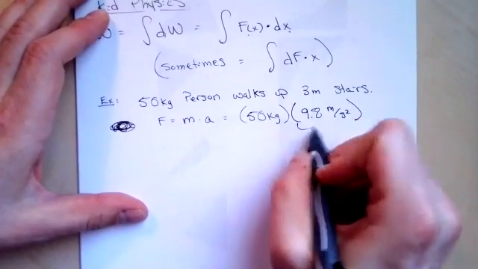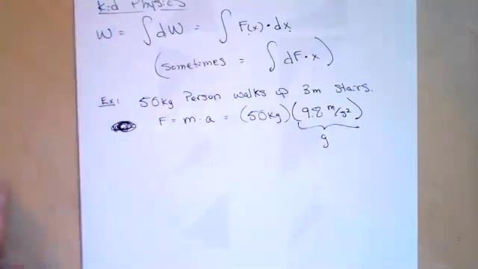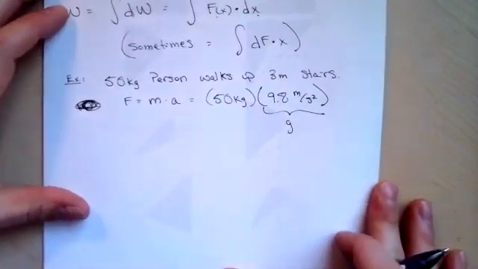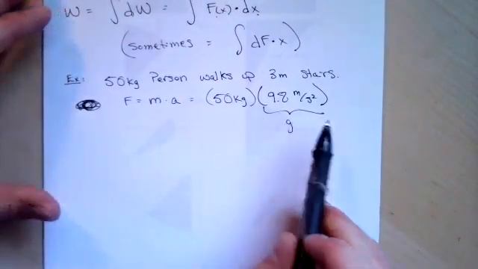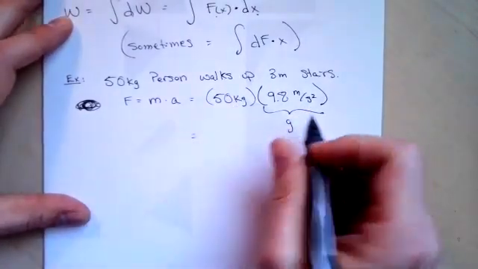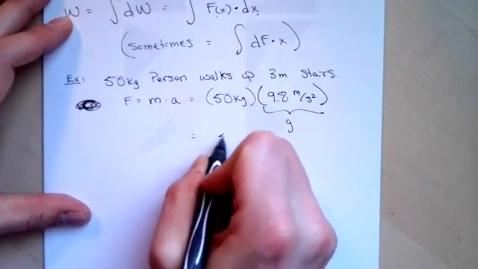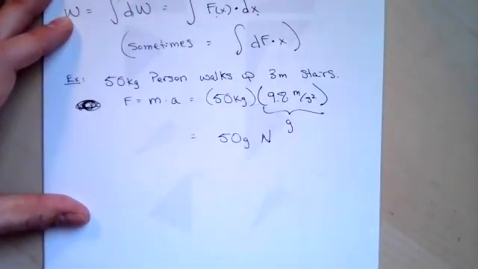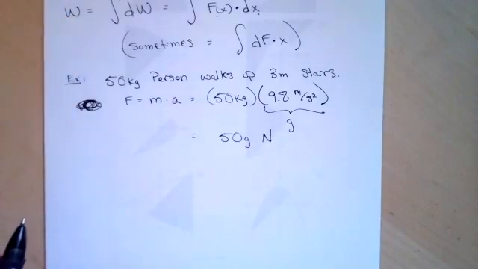For most of the problems, we might just leave this as g. Since we don't like to compute decimals, we do want to see all the work done by hand. We can keep constants as they are, just as g. And so kilograms times meters per second squared is newtons. So we can call this 50 g newtons of force.